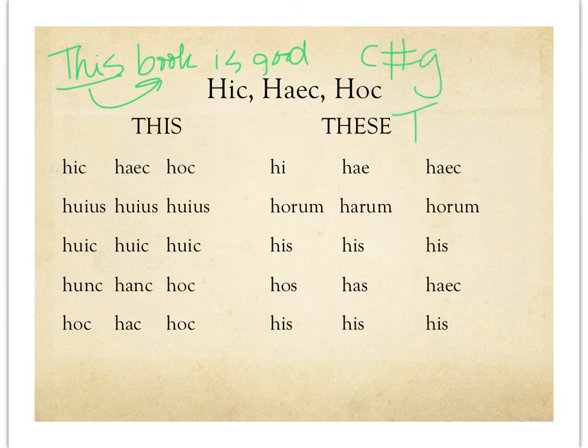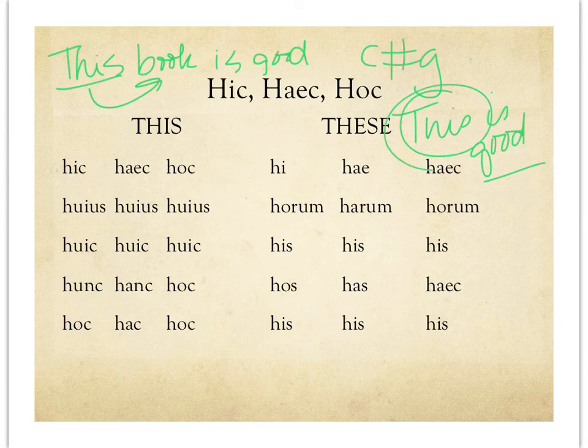Or we could say, this is good. And we have to know what it is that we're talking about, what the this is. So if it's referring back to the book, we would just have a pronoun that is masculine, singular, nominative, because that is what book would be. And that is really how pronouns work in English too. We can use them to modify something as an adjective, or we can use them on their own.